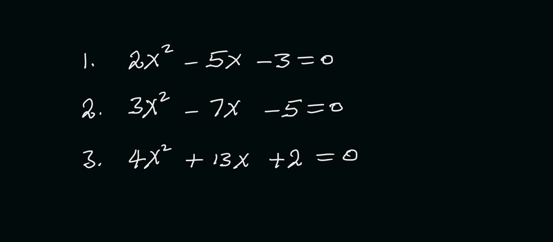The first one is 2x squared minus 5x minus 3 equals 0. The second question is 3x squared minus 7x minus 5 equals 0. And the final one is 4x squared plus 13x plus 2 equals 0. So I really believe that these examples will make a lot of sense to you. So stay tuned and enjoy the lesson. So let's start with the first question. Question number 1.